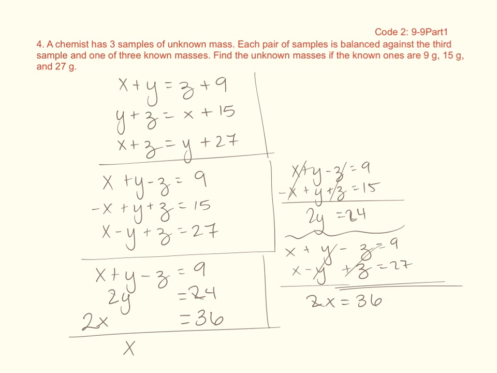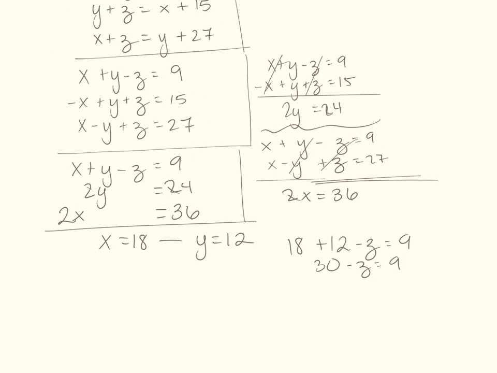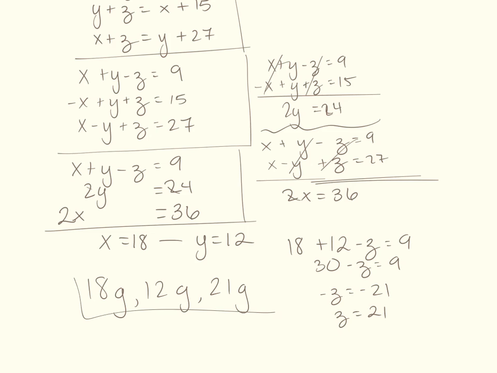If I divide 2x by 2, I get x equals 18. If I divide 2y by 2, I get y is equal to 12. And so I'm going to plug 18 and 12 into my first. 18 plus 12 minus z is equal to 9. 30 minus z is equal to 9. So negative z is equal to negative 21. z is equal to 21. So my 3 unknown masses are 18 grams, 12 grams, and 21 grams.